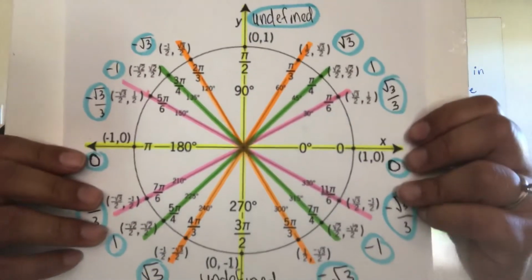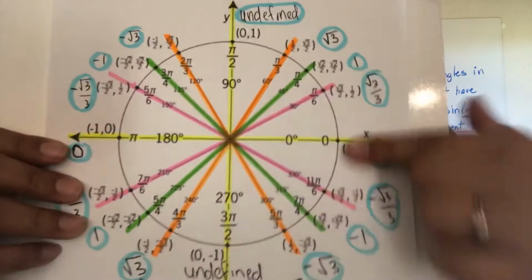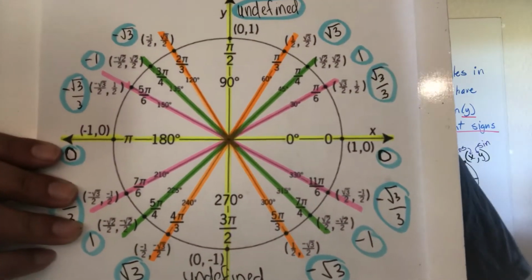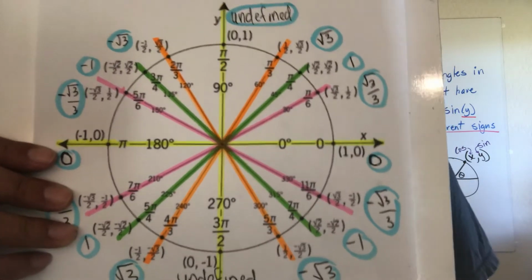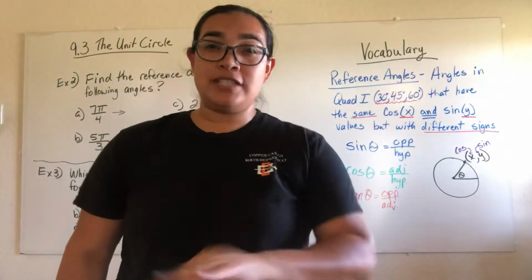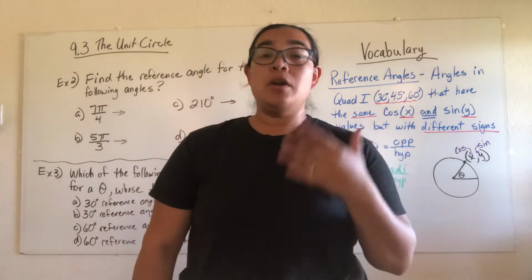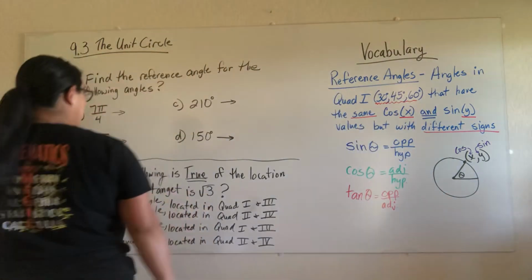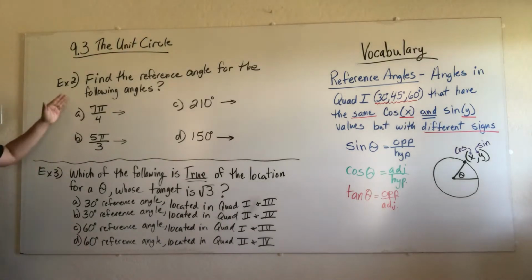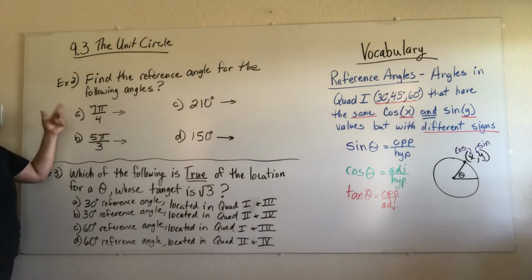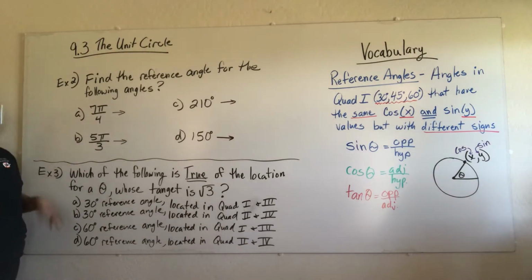So they call them reference angles for a reason, and I color-coded your unit circle so that you could easily figure out reference angles. So let's go ahead and use our unit circle and this color coding system to help us actually find reference angles quickly, okay? So here we go with the first one. Example 2, leading off. It says find the reference angle for the following angle. So right here, 7 pi over 4.